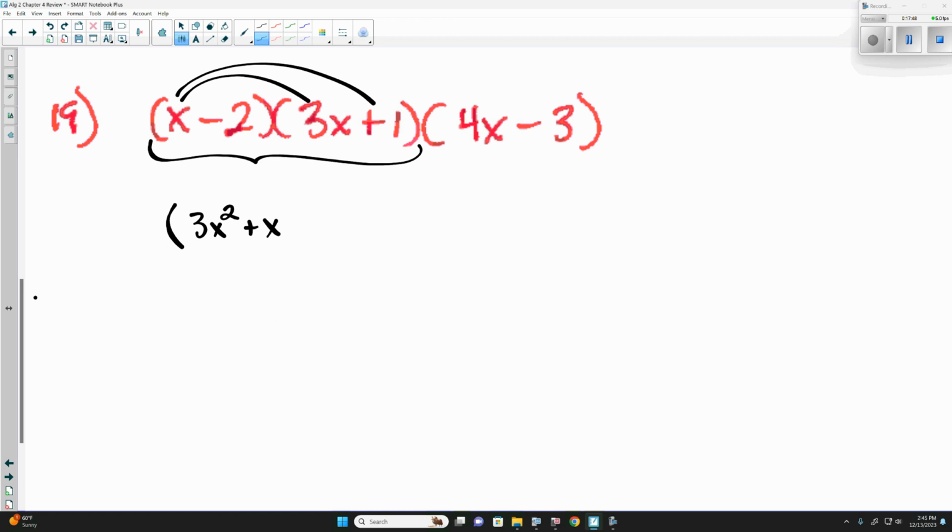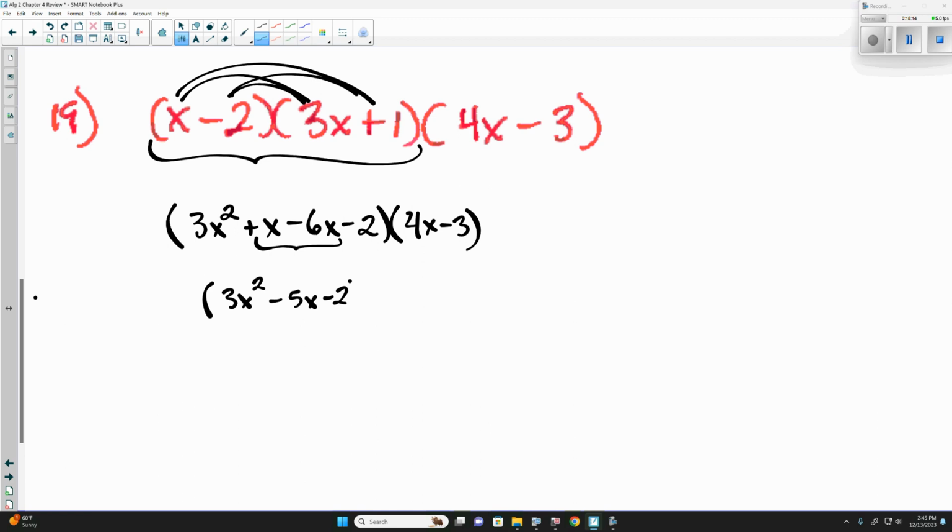Then we'll do the same thing with negative 2. Negative 2 times our 3x is negative 6x. Negative 2 times 1 is negative 2. And then we'll bring down our 4x minus 3. At this point here, it's going to be helpful to combine like terms. Our x minus 6x is negative 5x. Questions on how we got to this point here?